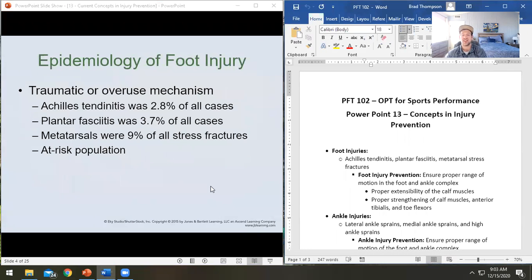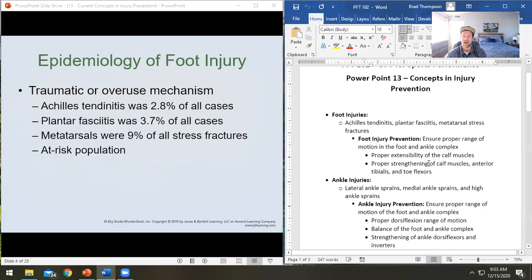So I always like to think of physical therapists as rehabilitators. Their job is to rehabilitate something that's broken. Our job as personal trainers, we are prehabilitators. Our job is to prevent something from getting broken or maybe getting broken again.